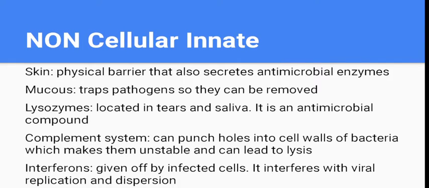Going on from there, innate has different parts. It has cellular and non-cellular, so we'll get both of those. First, the non-cellular: the skin. So this is your skin. It protects your inside organs.